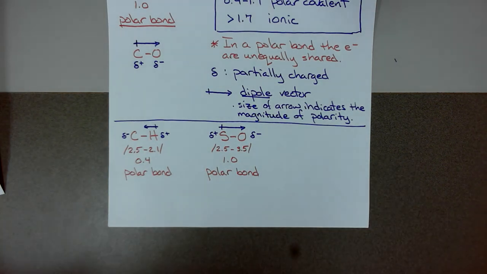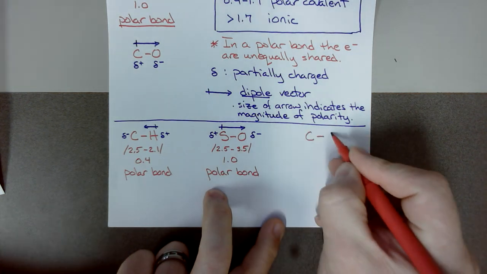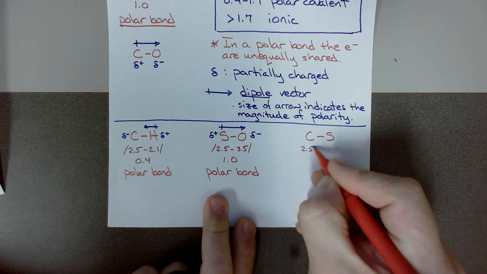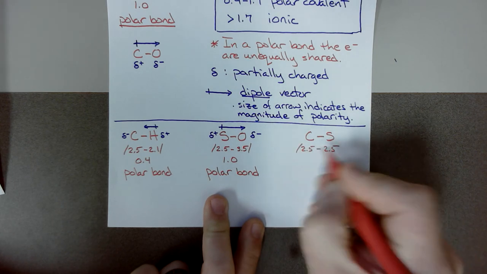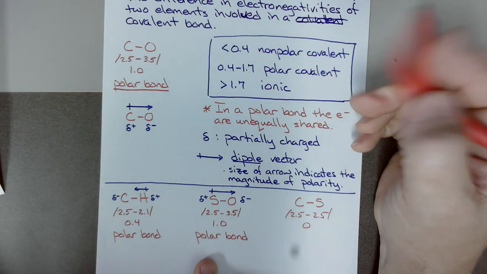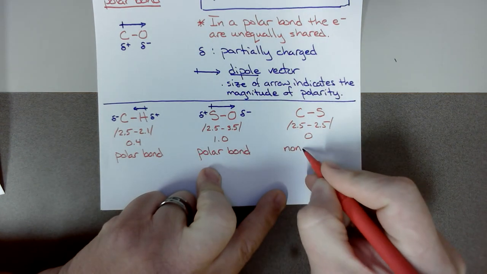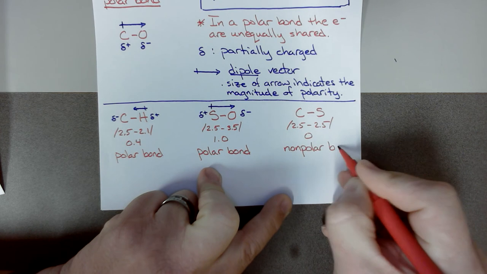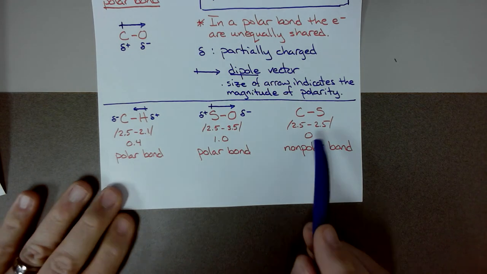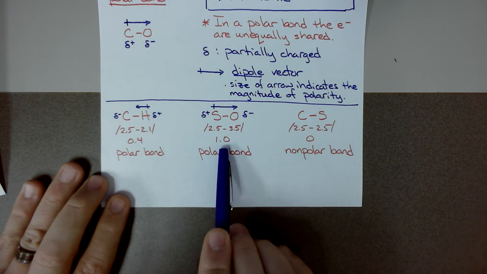Now, we're going to do a couple more real quick. Let's look at carbon and sulfur. Carbon we have already figured out is a 2.5, sulfur is 2.5, and so the difference is 0. Again, below 0.4 is a nonpolar covalent bond. So this is a nonpolar bond. Okay, so there are 3 examples where you have nonpolar, polar, and a much greater polar bond than this one here.